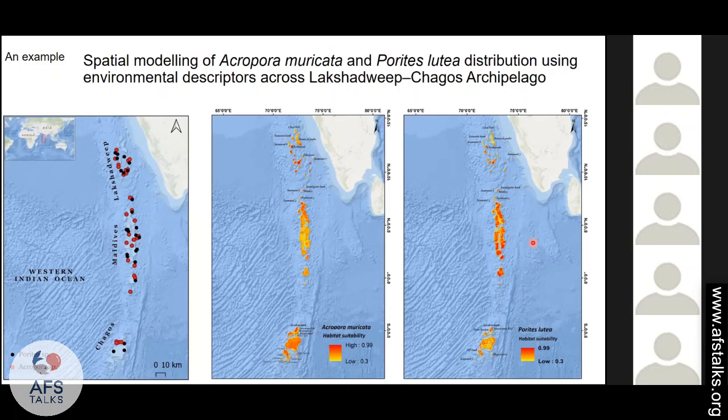To understand and manage this sensitive ecosystem, we should have some knowledge about the existing coral cover. So in this study, habitat modeling of Acropora muricata and Porites lutea corals was carried out using the maximum entropy algorithm to predict the probability of occurrence using environmental predictors. And it was found that bathymetry is the variable with the highest contribution, followed by calcite and phosphate.